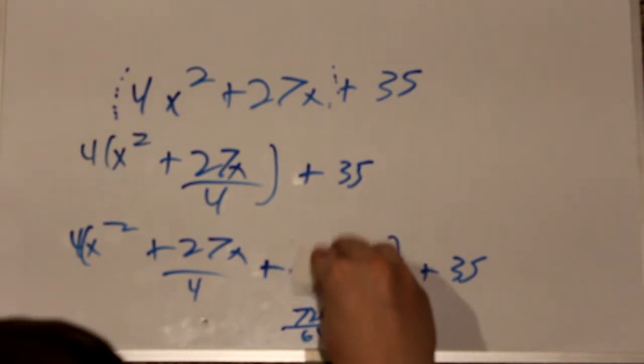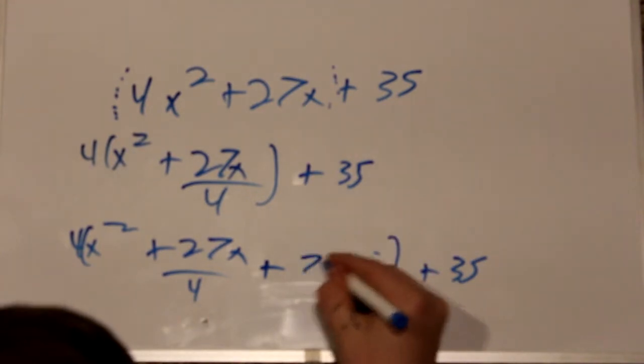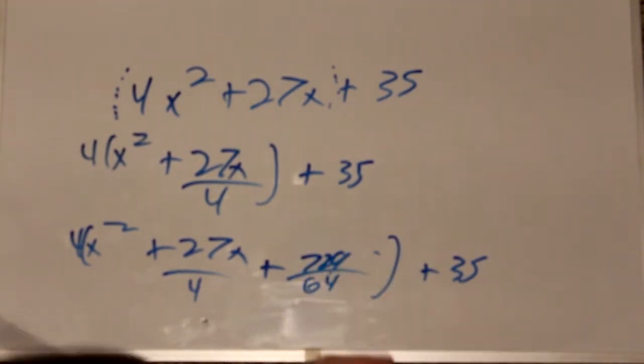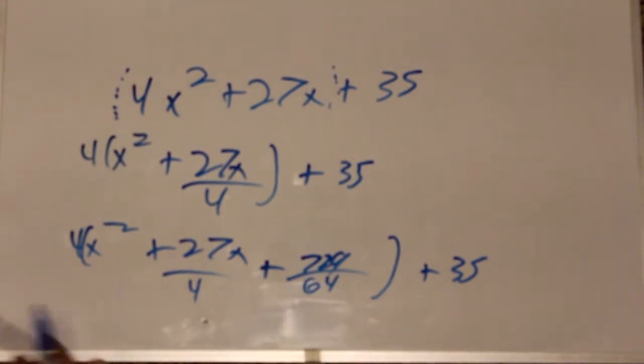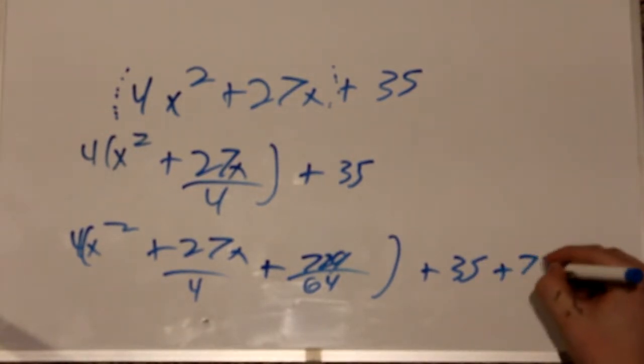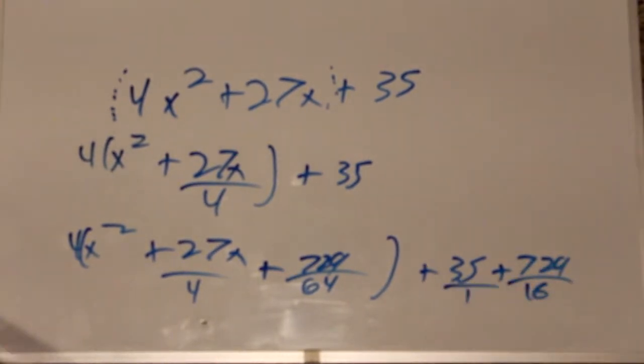Okay, so now we're just going to bring that little number up there, erase it, 729 over 64. Now, if we are going to add this inside the parentheses, we also need to add it outside here. But we have to be careful. This number is actually 729 over 16 because it's multiplied by 4. So we're going to add 729 over 16 to that. So now we have a perfect square.